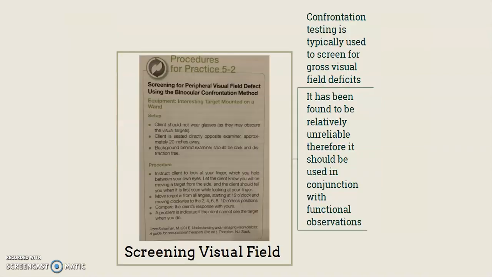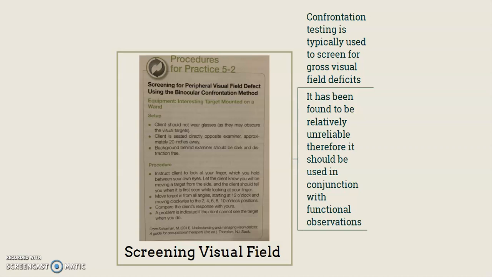And then the next one is screening visual fields. Clients should not wear their glasses as it might obstruct the visual targets. So you instruct the client to look at your finger, which you hold between your own eyes. You'll be moving the target from the side, and the client should tell you when they first see the finger moving in their peripheral or visual field. You start your finger at the 12 o'clock, and then you move it clockwise to the 2, to the 4, to the 6, to the 8, and then to the 10.